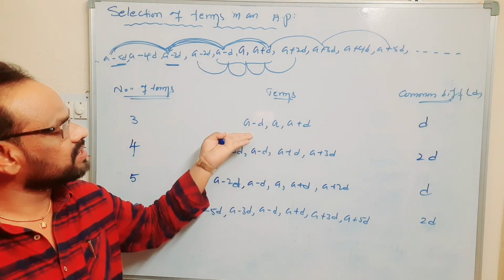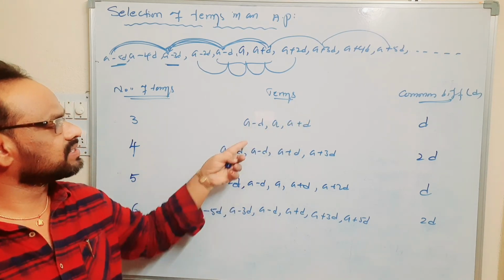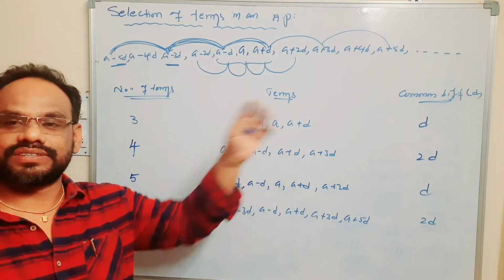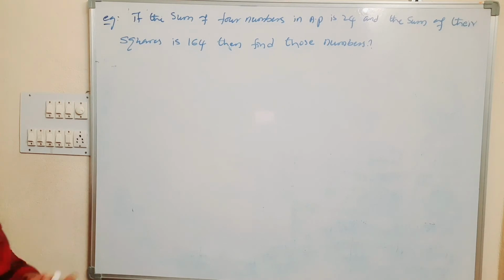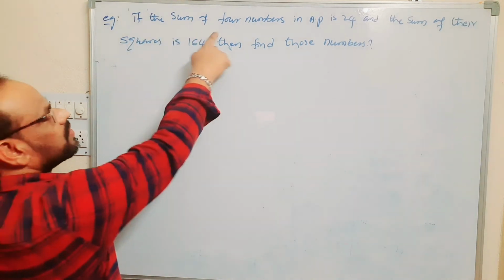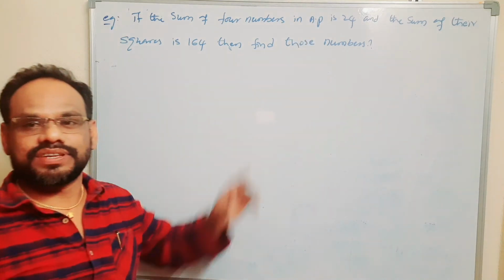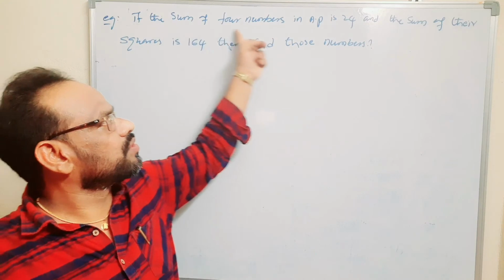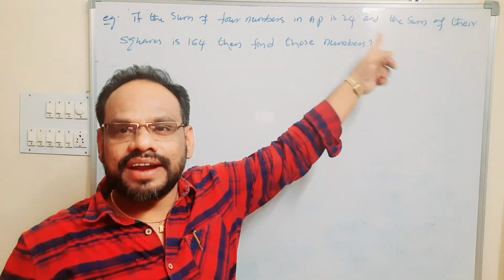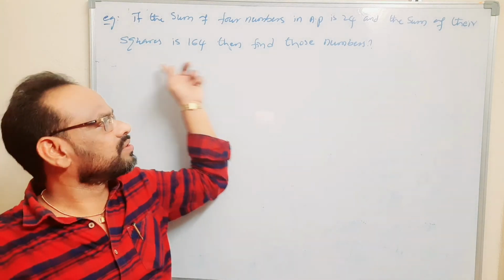Our main motto is to cancel the d terms. If you ask for their sum, a minus d plus a plus a plus d, cancelling the d, we get 3a equal to some value. Okay. Next, let us discuss one example. Observe here the example: if the sum of 4 numbers in an AP is 24, and the sum of their squares is 164.